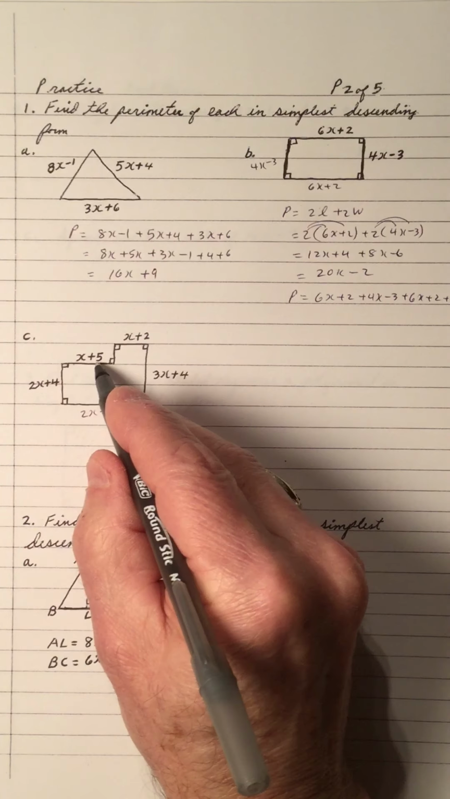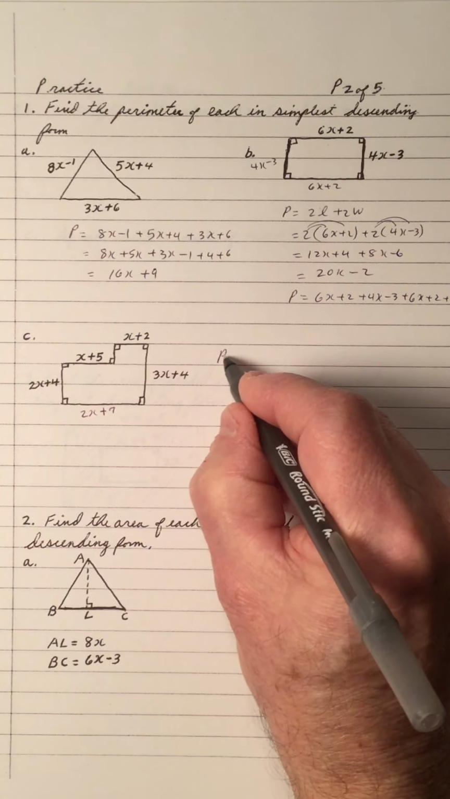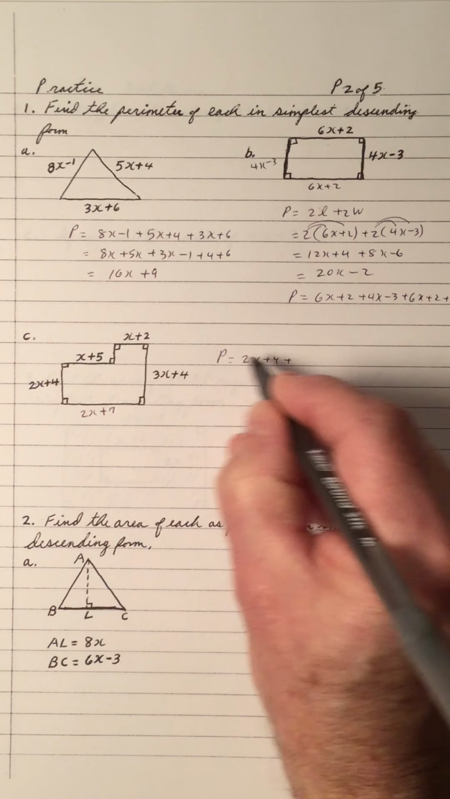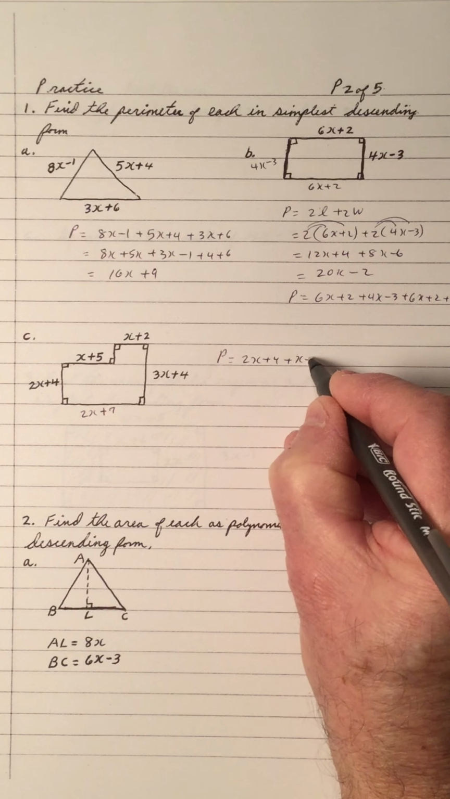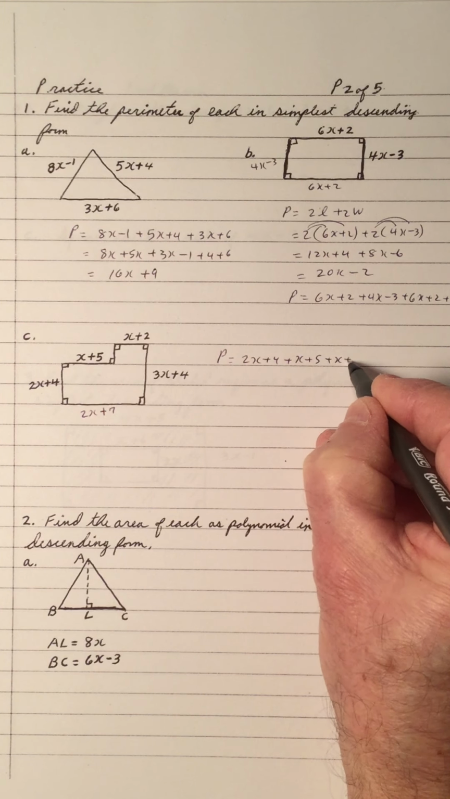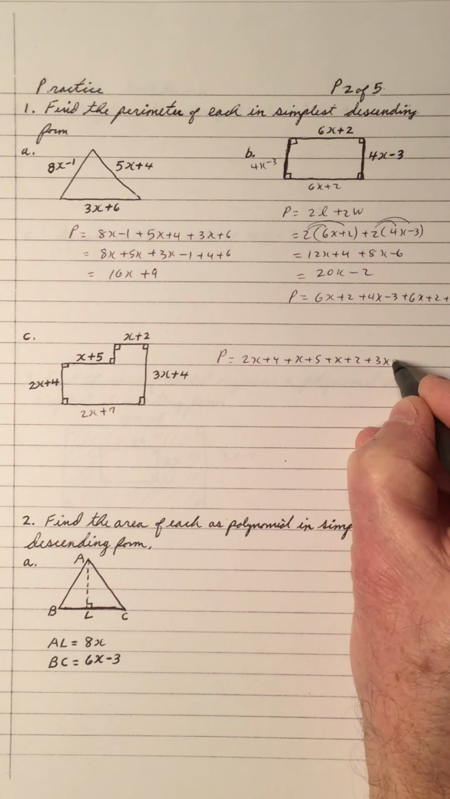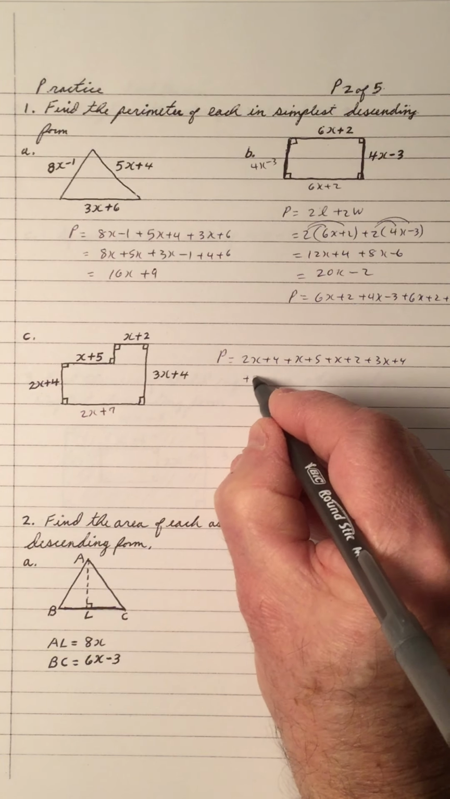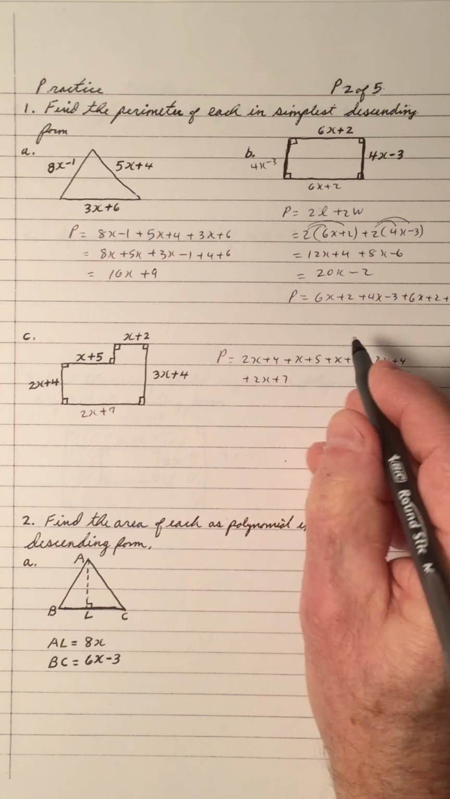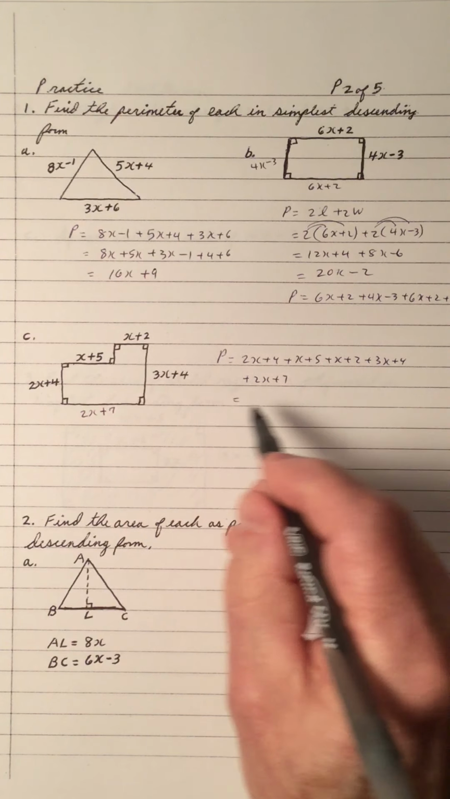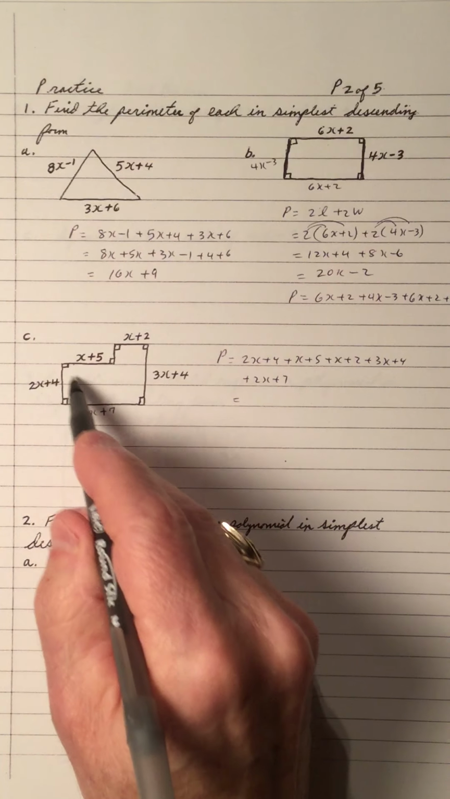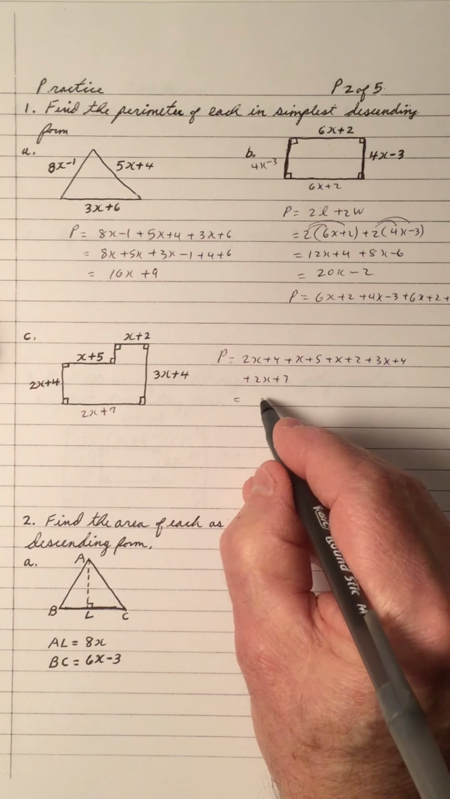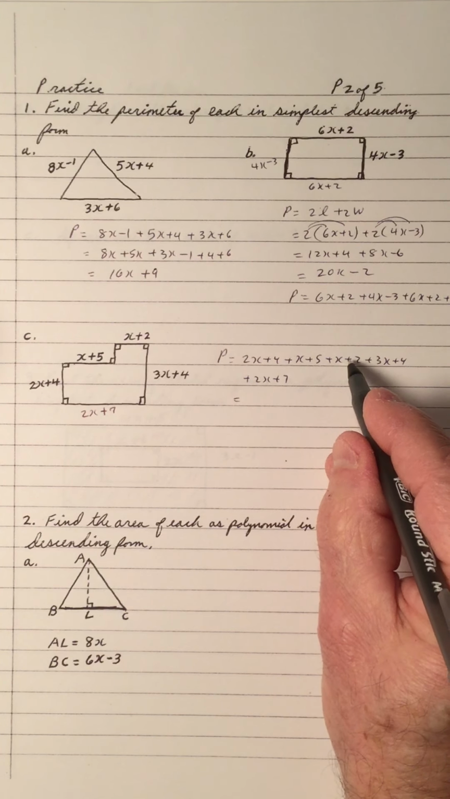So now I can get the perimeter by adding all these up. 2x plus 4, add on x plus 5, add on x plus 2, add on 3x plus 4, and I'm going to run out of space, add on 2x plus 7. So when you add all these up, again, perimeter is the distance around. If you group them together, that would be a good idea.